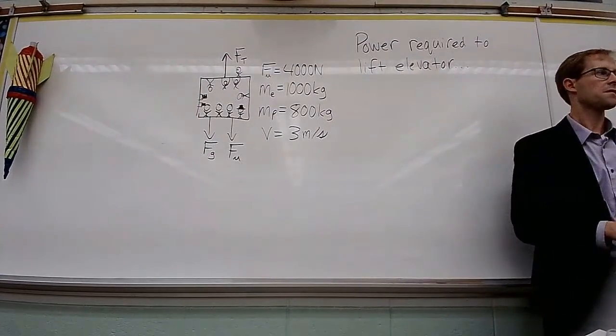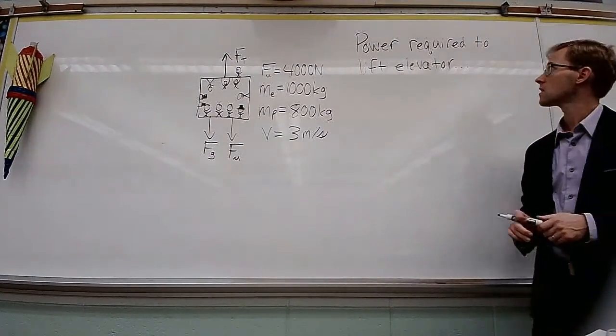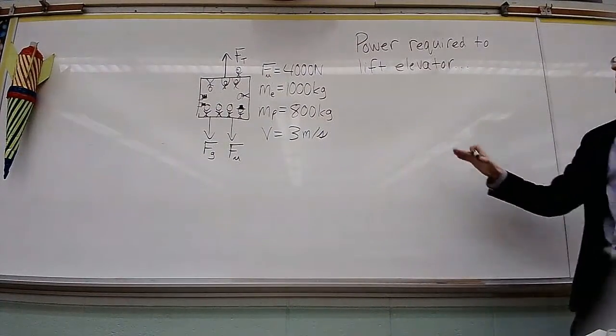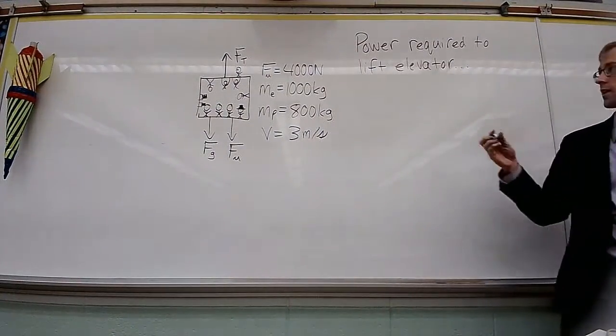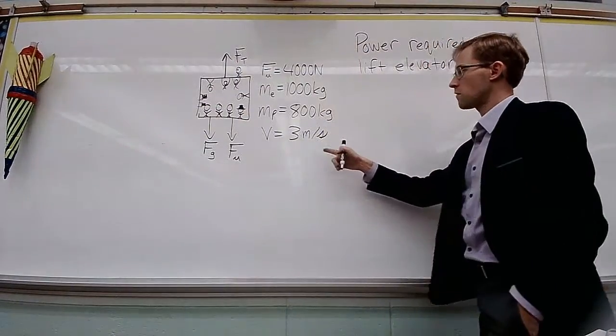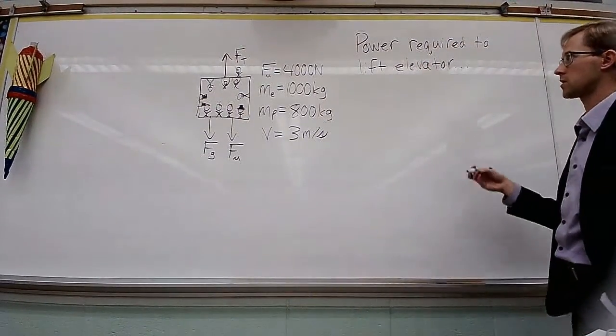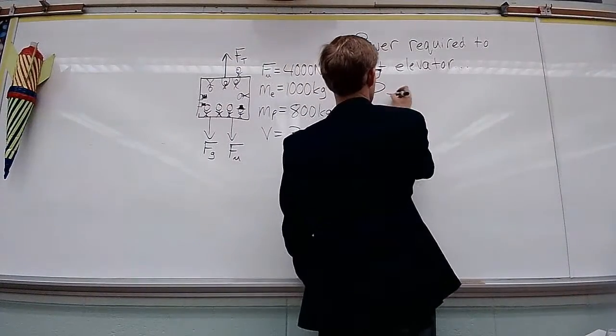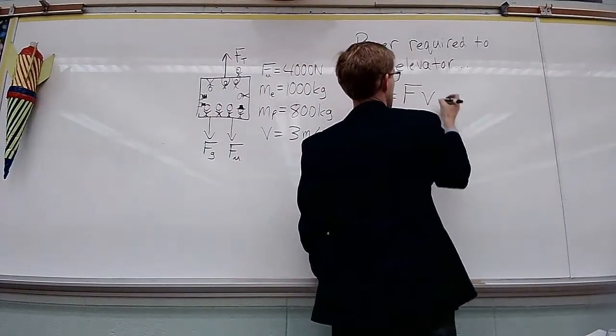Okay, so we need to figure out what the power is required to lift this elevator, out of like 20 graphs. If we're going to solve for power here, we've got information about velocity. We've got all sorts of force information up there. So probably our best bet is this guy: power is equal to force times velocity.